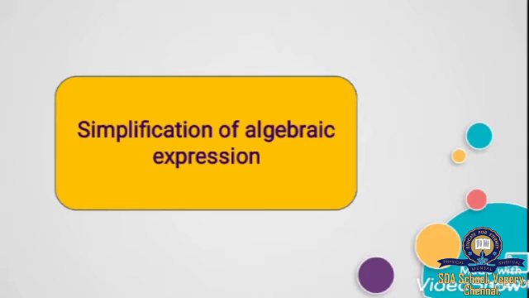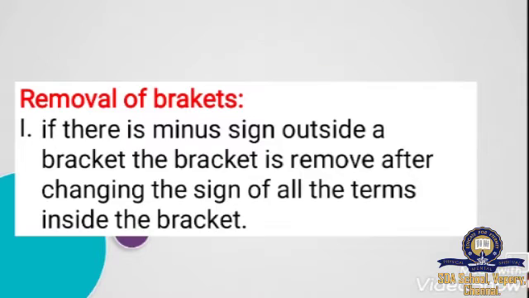First we are going to see simplification of algebraic expressions. In this simplification, first of all we are going to see removal of brackets. It has certain rules. If there is a positive sign outside, then when we remove the brackets the signs are not changed, they stay as they are. But if there is a minus sign outside the bracket, then the bracket is removed after changing the sign of all the terms inside the bracket.